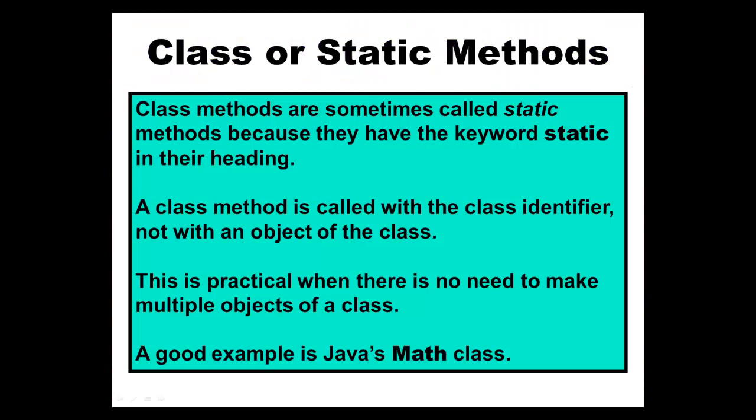Now, class or static methods. We looked at them a little bit yesterday, and we talked about the definition of each. As you recall, class methods are sometimes called static methods because they have the keyword static in their heading. A class method is called with the class identifier, not with an object of the class. This is practical when there's no need to make multiple objects of a class, and a good example is Java's math class. If you think about the constant pi, it never changes.